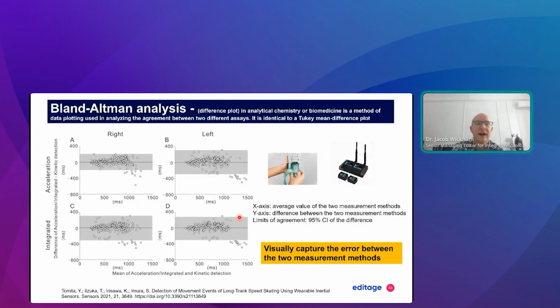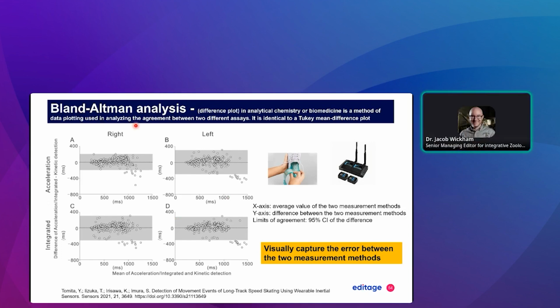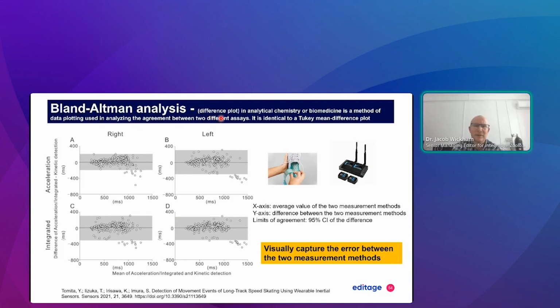And finally, if you have two different instruments that measure the same thing, one recommendation is to do a Bland-Altman analysis. And this is just a simple difference plot. And it's used in analytical chemistry or in biomedicine.